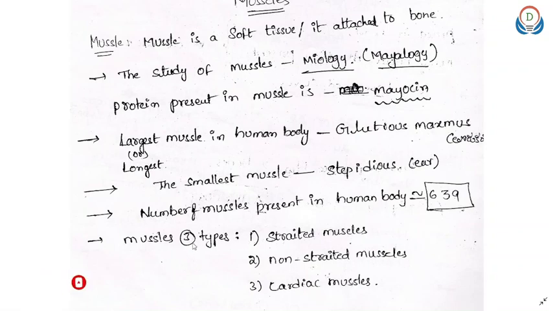Muscles are of three types. Muscles are how many types? There are three types: one is striated muscle, another is non-striated muscle, and the third is cardiac muscle. We studied the topic of muscles in 8th class content too, friends. Striated, non-striated, and cardiac muscles. Cardiac muscle is present in the heart. Non-striated muscles are nothing but smooth muscles, also known as involuntary muscles.